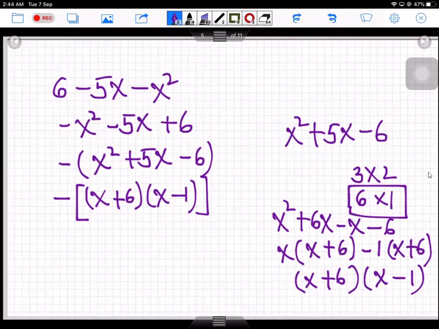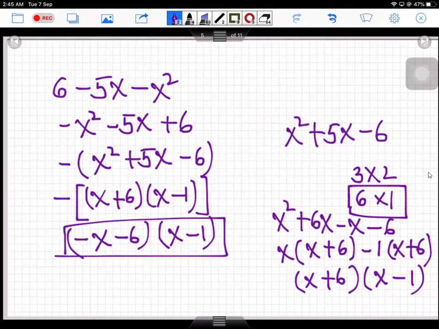Okay, so what I'm doing over here is multiplying this negative sign with x plus 6. Okay, so this will be minus x minus 6, and then it will be multiplied with x minus 1. So this can be written as an answer as well. If you completely expand these two brackets, they will give you the same quadratic expression.